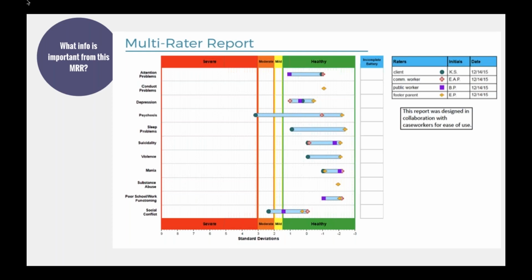Other areas that are important to note here: number one, there's a lot of really good agreement around the healthy range for the child. So a lot of people are agreeing that things are going pretty well for this child. The other one that's interesting is social conflict. It looks as though the public worker knows that something is going on, maybe with friends or other individuals the child spends time with, but the child themselves is indicating the most severe of those things. So it may prompt a question. It may create a discussion that you want to have with the child about what it is that's going on.